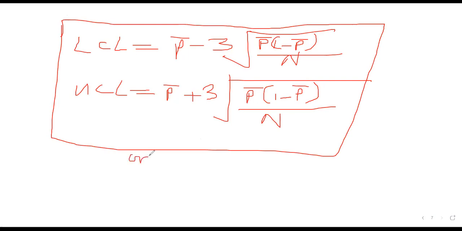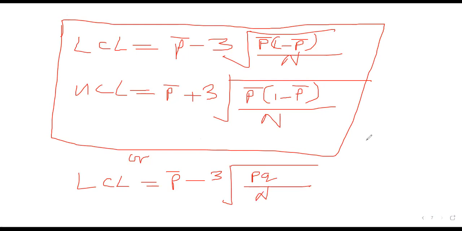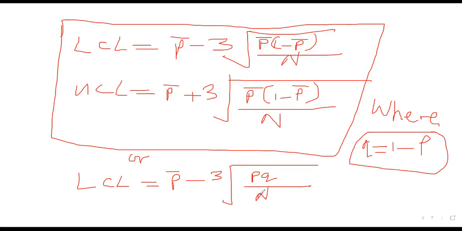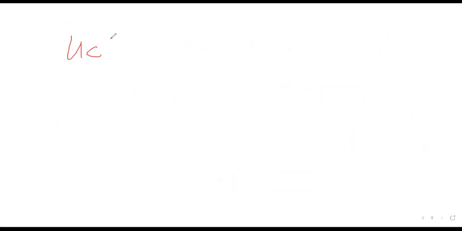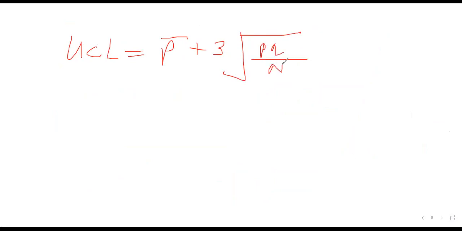Of course, the lower control limit in some other books, you may find it as P bar minus 3 times the square root of PQ over N. Of course, we know that Q is 1 minus P, so this is our N. Getting down to the upper control limit: the upper control limit is equal to P bar plus 3 times the square root of PQ over N. All right, so this marks the end of the P chart.